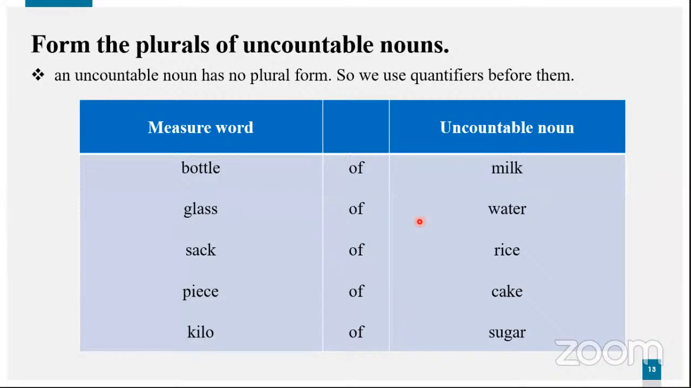We can use quantifiers before countable nouns, right? That's how we form the plurals of countable nouns, right? With these parts, we can make the plurals of uncountable nouns, right? We can make the plural of an uncountable noun by using quantifiers, right? Now take a screenshot of this slide also.